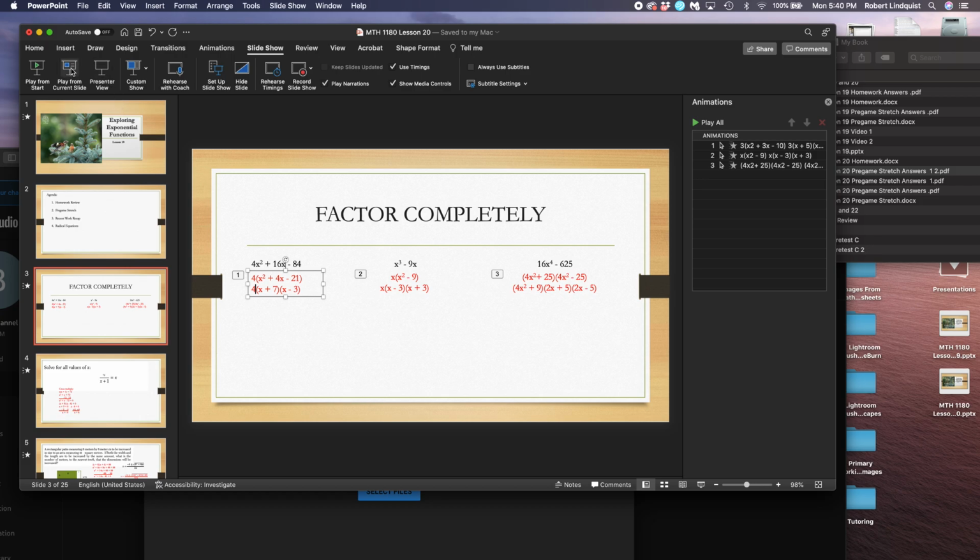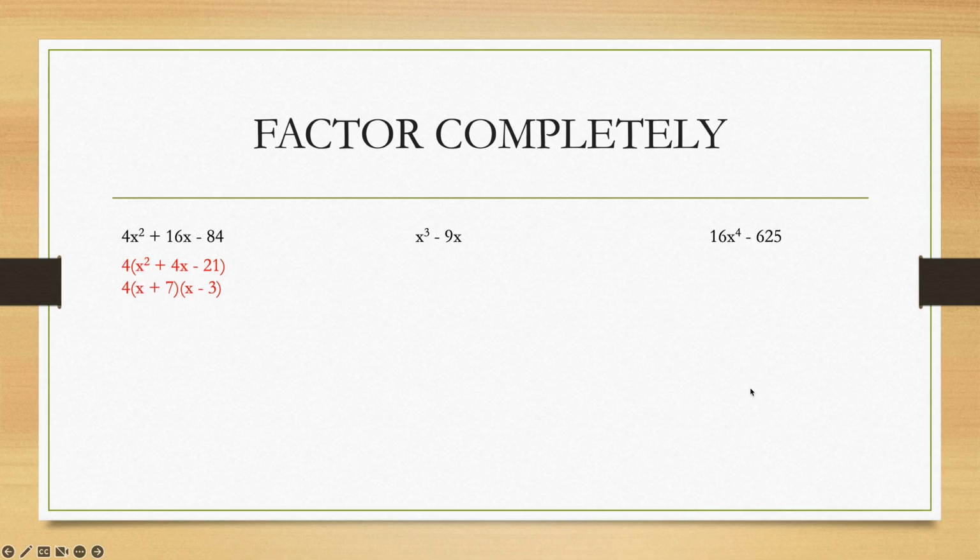Okay, so play from current slide. Here we have the right answer. They share a 4 in common. I factored it out and come up with x squared plus 4x minus 21. Then I have to factor the remaining trinomial into x plus 7 times x minus 3. Next one, they share an x in common. Then I break down the difference of two perfect squares. x squared minus 9 is x minus 3, x plus 3. And then 16x to the fourth minus 625 is 4x squared plus 25, 4x squared minus 25. Then I can factor that to 4x squared plus 25, not 9. Obviously, some of these things didn't save from last week. And then 2x plus 5, 2x minus 5.